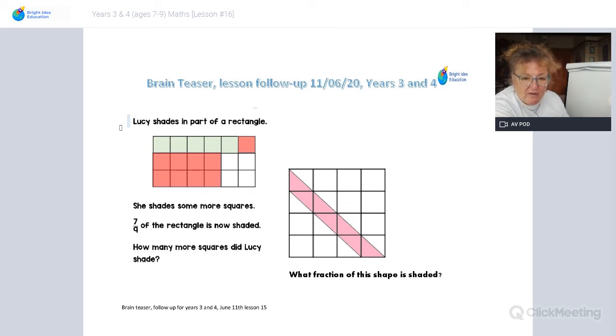What fraction of this shape is shaded? So we have got a 16 square, and we've got that diagonal shading. So what fraction has been shaded? How much of that pink diagonal shape has covered the shape? What fraction has been shaded?